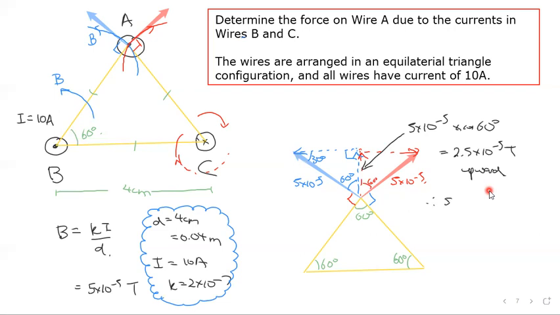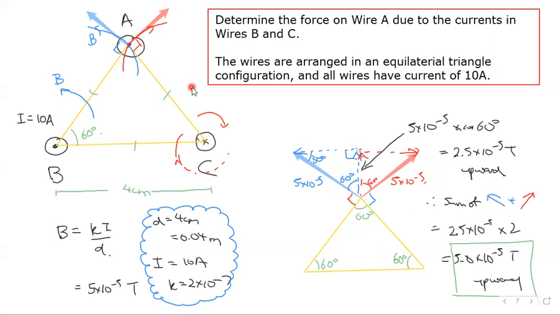And therefore, the sum of the blue plus the red, basically the two magnetic fields, will equal 2.5 times 10 to the negative 5 times 2, which is 5.0 times 10 to the negative 5 Tesla upward. So that gets me something I need to answer this question. I've now got the magnetic field that's at A. I haven't yet found the force, but that should be pretty easy now.